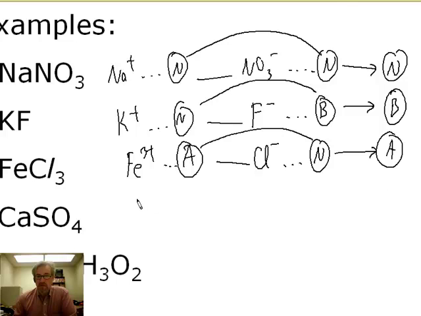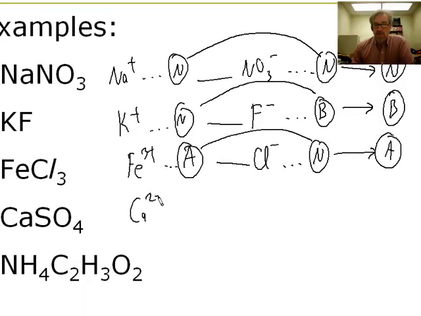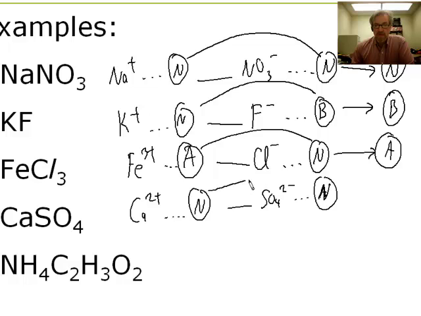CaSO4. Calcium 2 plus comes from a strong base, neutral. SO4 2 minus comes from a strong acid. It's a conjugate base of sulfuric acid, so that's going to result in a neutral solution. So neutral and neutral, overall result, the solution is neutral.